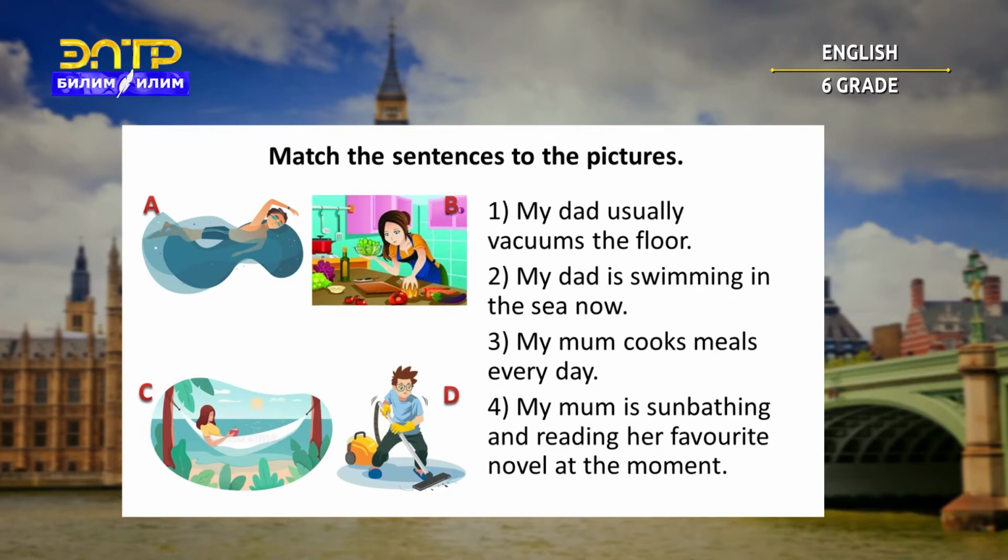Picture A. Sentence number 2. My dad is swimming in the sea now. Picture B. Sentence number 3. My mom cooks meals every day. Picture C. Sentence number 4. My mom is sunbathing and reading her favorite novel at the moment. Picture D. Sentence number 1. My dad usually vacuums the floor.